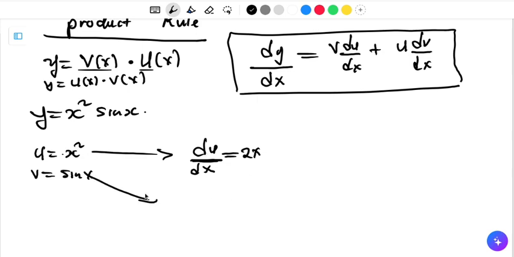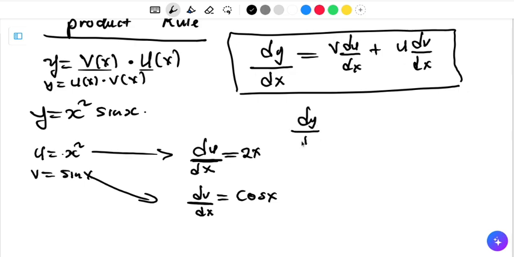What about this one? We are finding dv/dx, and this one is going to be equal to, so the differentiation of sine x is cos x. That is one thing that you need to understand here. The differentiation of sine x is cos x. So let's apply using this formula.